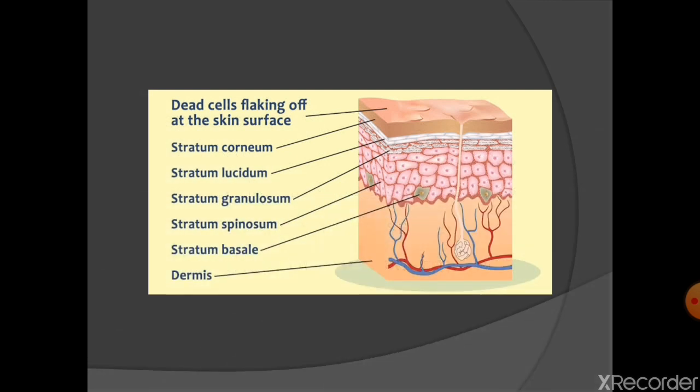In this diagram, you can see the dead cells flaking off at the skin surface at the top, and then the stratum corneum, and the stratum lucidum, a very thin layer below the stratum corneum, and then the stratum granulosum, a few layers of granular cells, and below the granulosum there is the stratum spinosum, and at the lowest part that is the stratum basale or stratum germinativum, and below this layer the dermis starts.